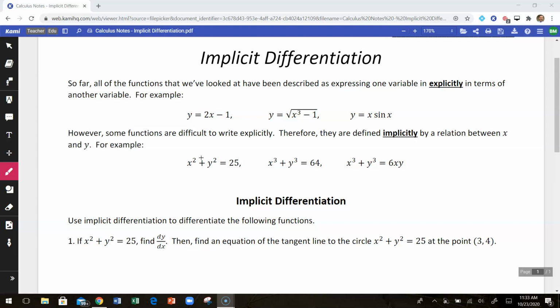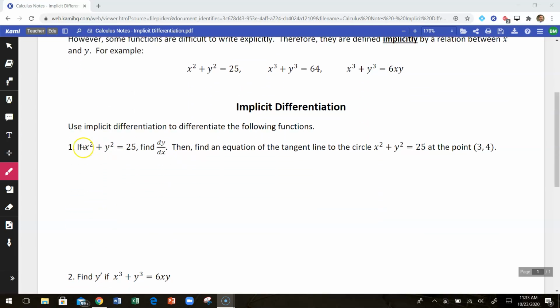When we look at functions like that, we can still take derivatives of them. The process is just a little bit different. So I have a function here that's defined implicitly: x squared plus y squared equals 25, and I want to find dy over dx. Remember from notation, dy over dx just means the derivative of y with respect to x. I want to find the derivative, and then find the equation of a tangent line to this circle at the point (3, 4).